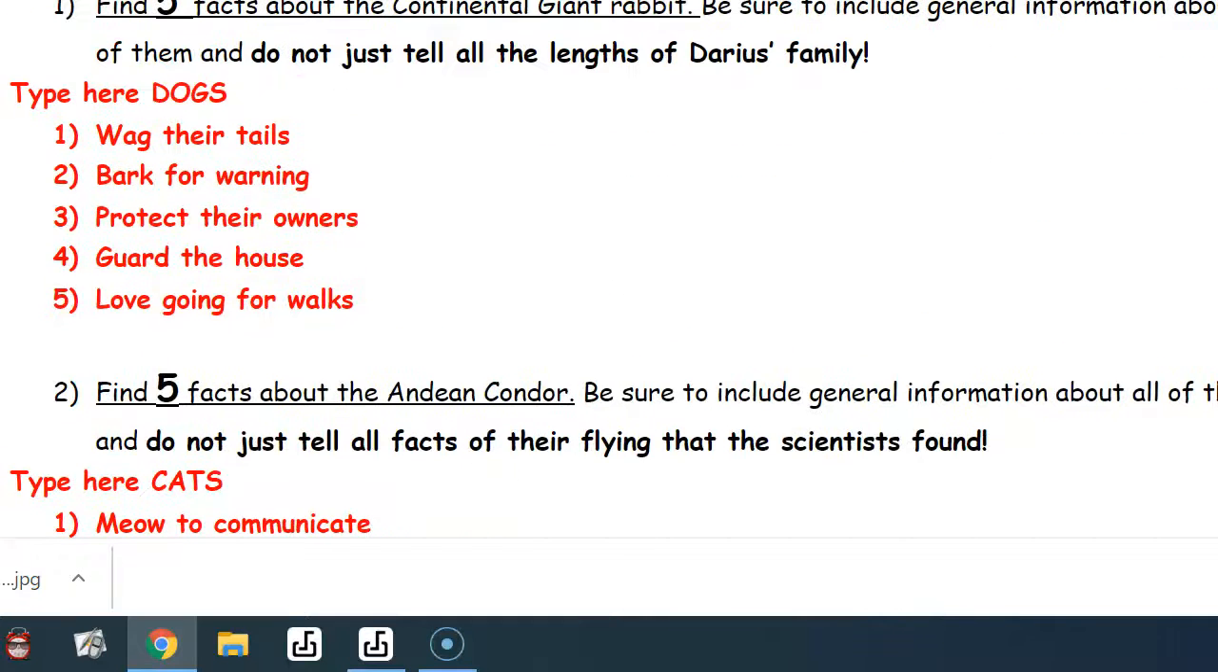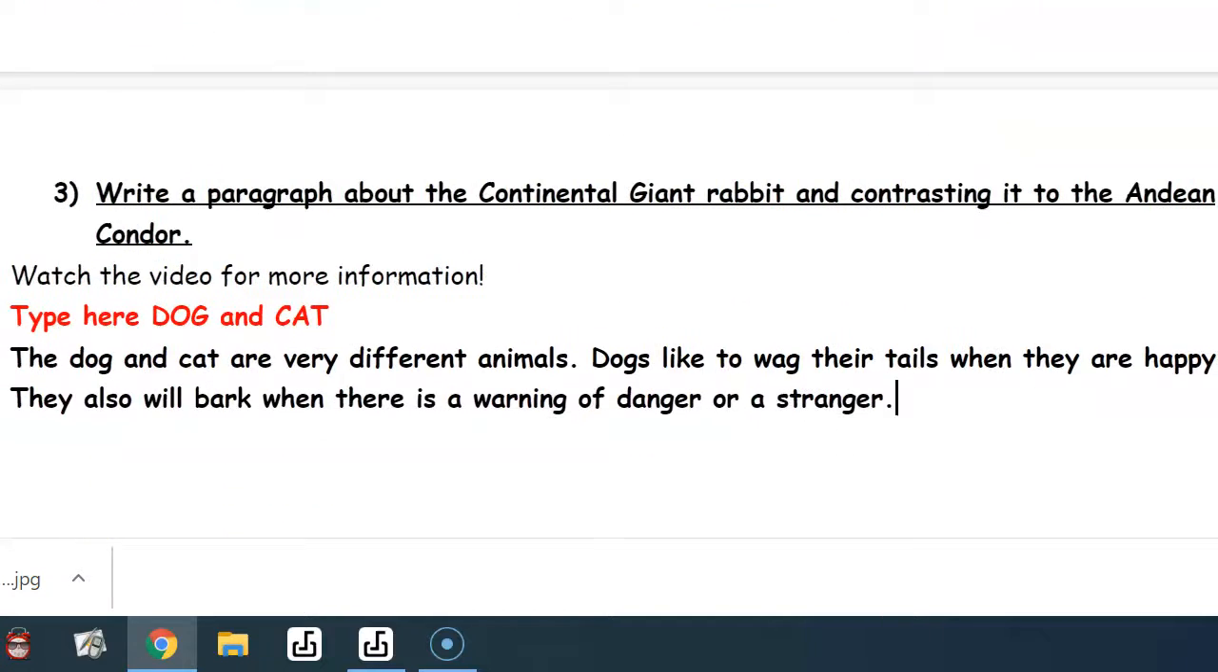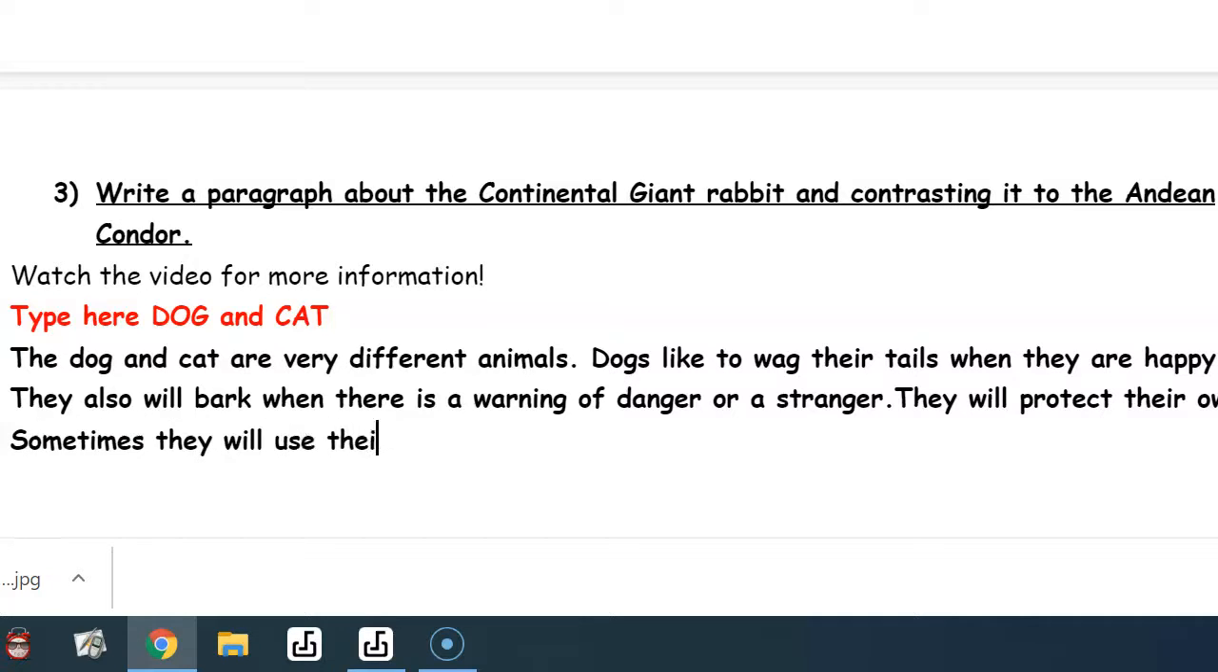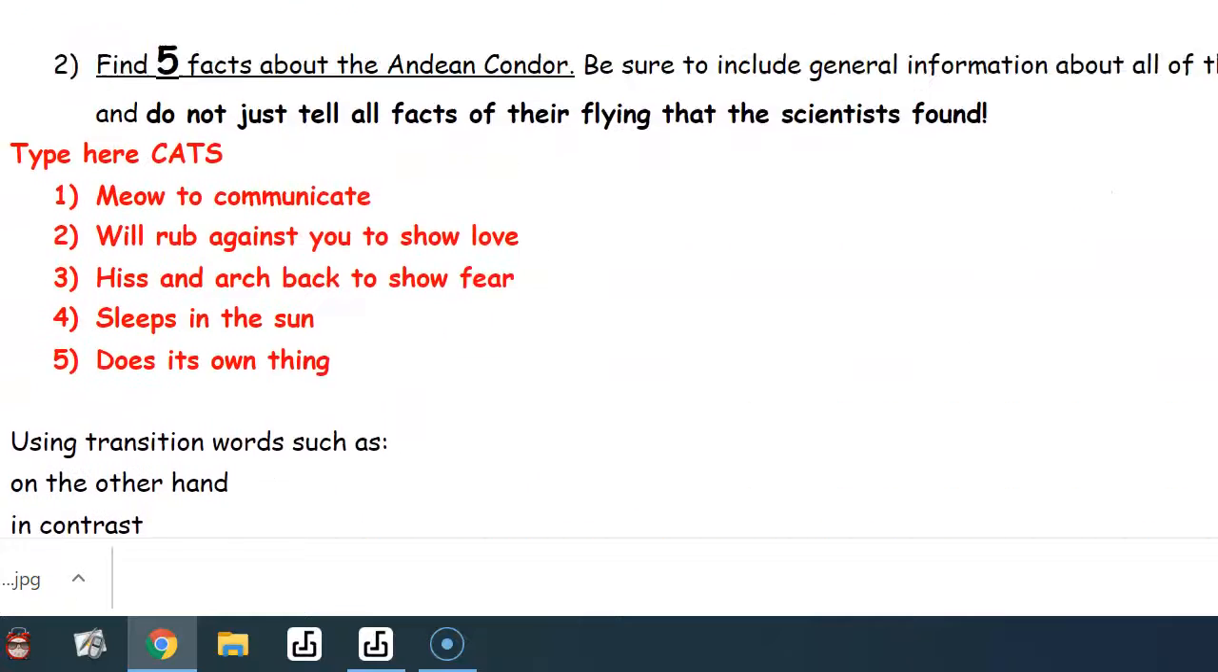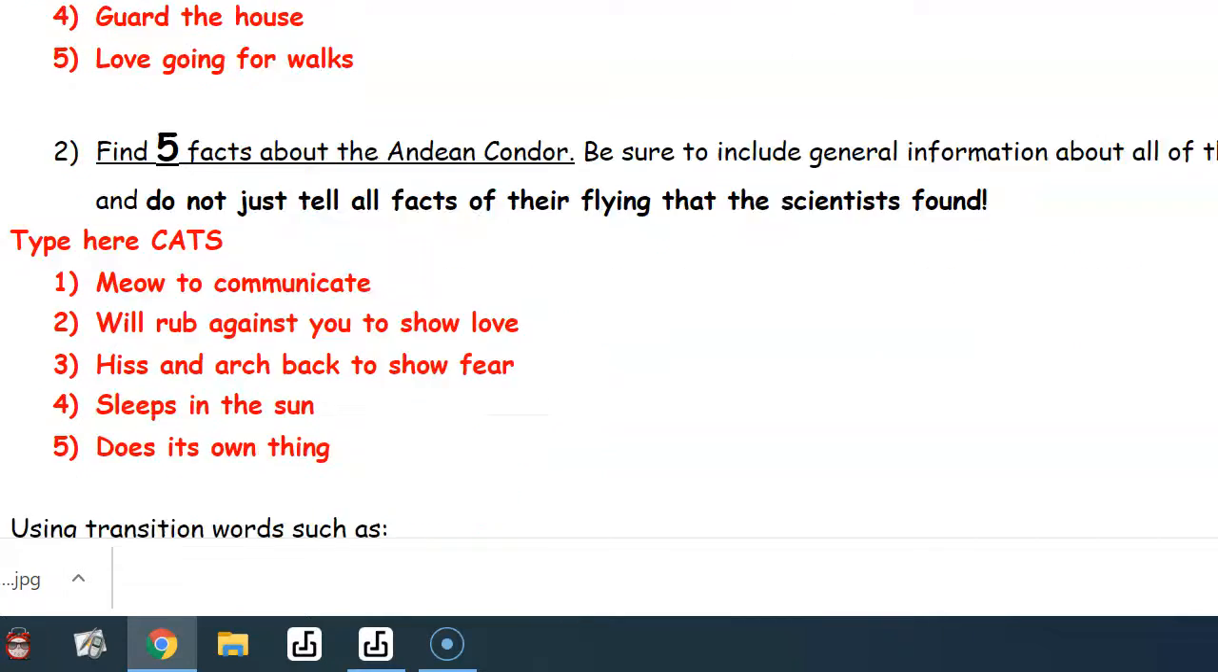Notice I'm using each one in its own sentence. Protect their owners. I'm not just writing protect their owners. They will protect their owners. And they can also bark to do that. Sometimes they will use their bark to do this. See, so I'm wrapping up two details together. Okay, notice I didn't start every sentence with they. Okay, now the next one is guard the house.